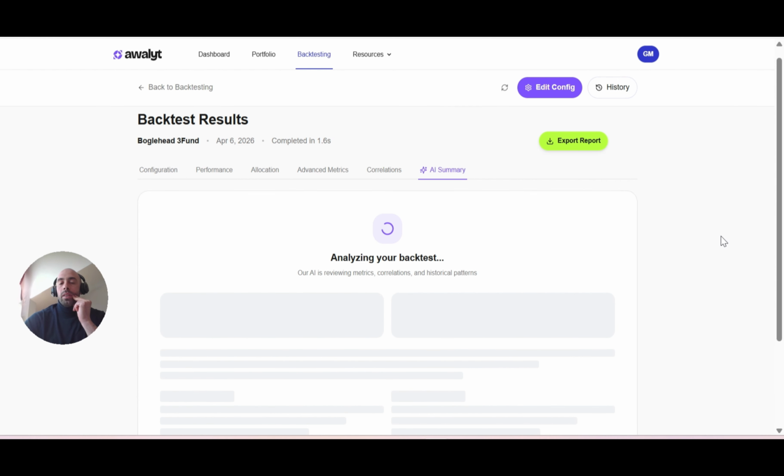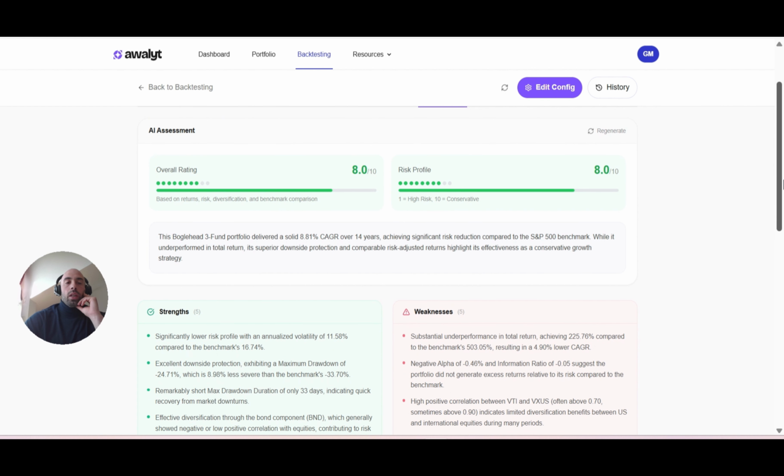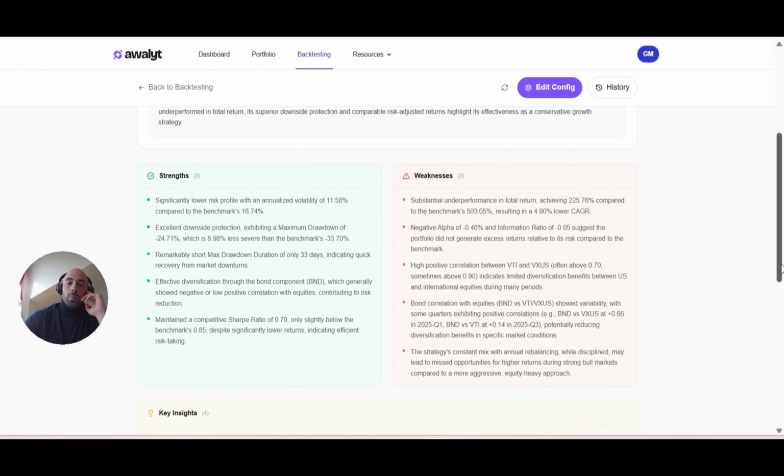It goes into the performance, the correlation matrices, the historical performance, the benchmark. So it can tell you what the overall rating is. We can see that the overall rating of this portfolio from this AI assessment is 8, and the risk profile is 8. The strength of this portfolio is the lower risk profile: the volatility is lower compared to the benchmark, which is actually around 17%. Better drawdown, and also the bond component has a negative or low positive correlation with equities.